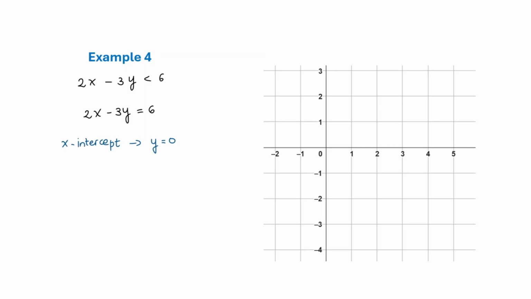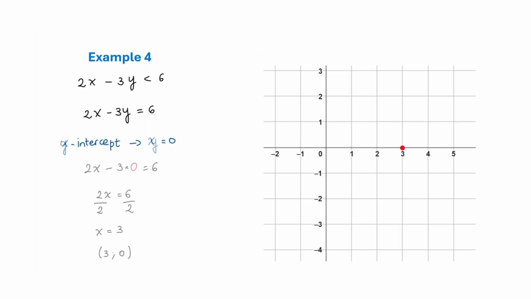To find the x-intercept, we set y equal to 0. This gives 2x minus 3 times 0 is equal to 6. So 2x is equal to 6. Divide both sides by 2. x is equal to 3. So the x-intercept is the point (3, 0). We plot this point on the graph.